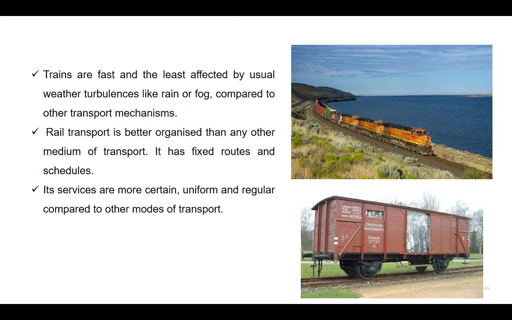Trains are faster and are least affected by usual weather. They have very little chance of disruption from rain or fog compared to other transport mechanisms such as air and road transport. Rail transport is better organized than other transport because it has fixed routes and schedules. Its services are more certain, uniform, and regular compared to other transport. It is adaptive, including passenger railways.